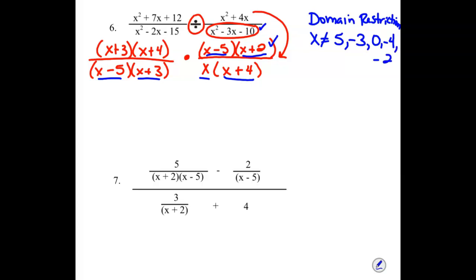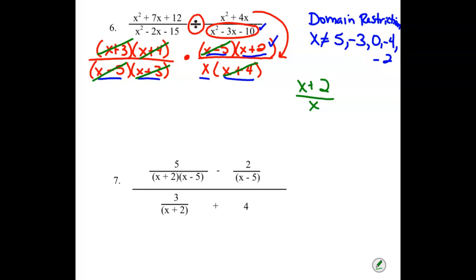Our next step, so we factored everything. We looked for domain restrictions. Our last step is to look at common factors that we can divide out. I do see an x minus 5, one in the numerator, one in the denominator that we can cancel. We have an x plus 3 that we could cancel out. We have an x plus 4. And so our final answer, the only thing we have left would be an x plus 2 divided by an x. And remember, that's all we can do to simplify that.